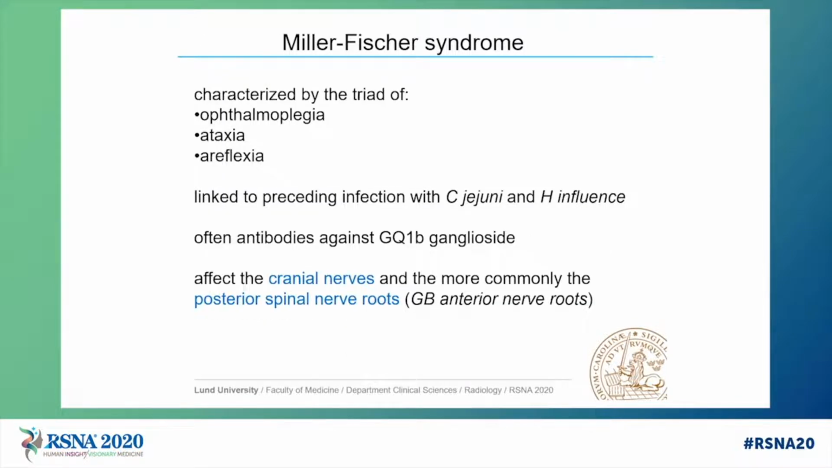So, Miller-Fisher syndrome is characterized by the triad of ophthalmoplegia, ataxia, and areflexia. It's often linked to preceding infection with Campylobacter jejuni or Haemophilus influenzae. And often you will see antibody against GQ1b ganglioside. Imaging-wise, patients with Miller-Fisher syndrome often have affected cranial nerves, and more commonly you see involvement of the posterior spinal nerve roots.